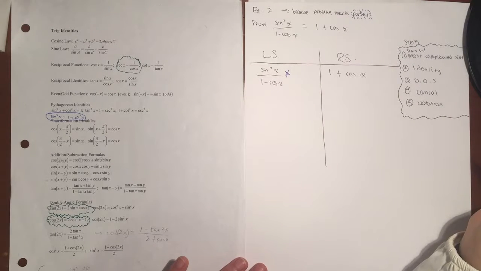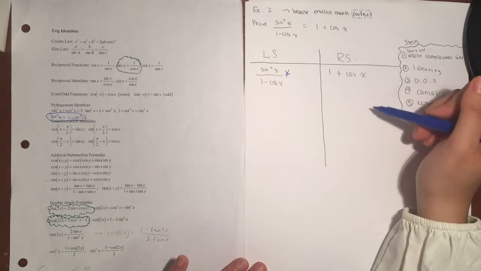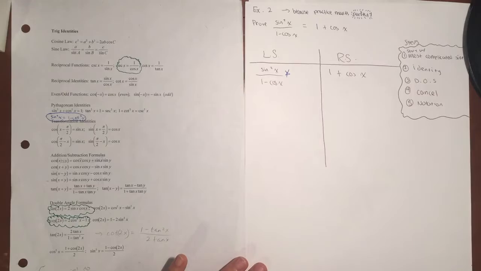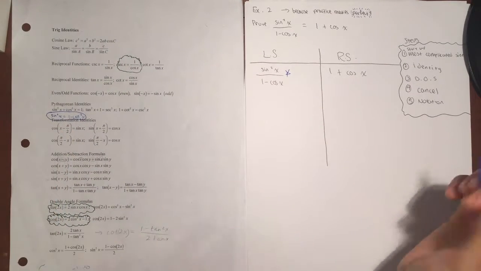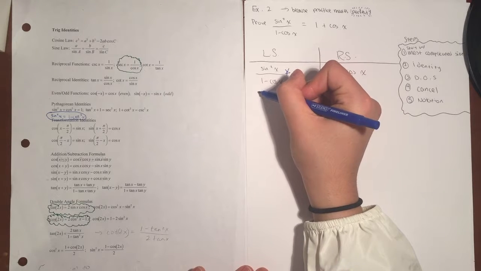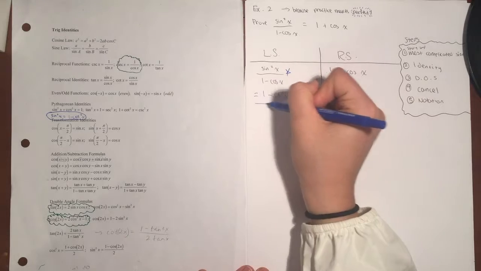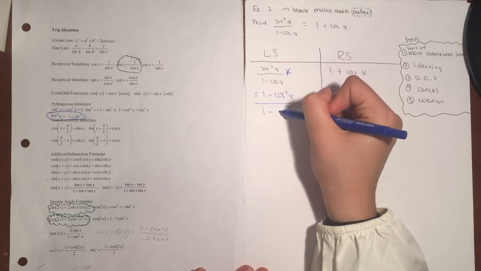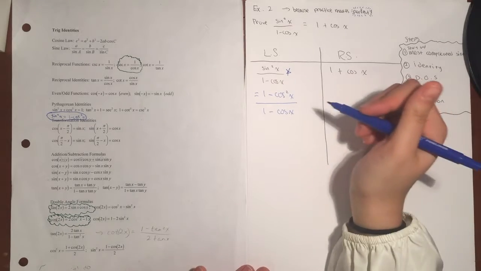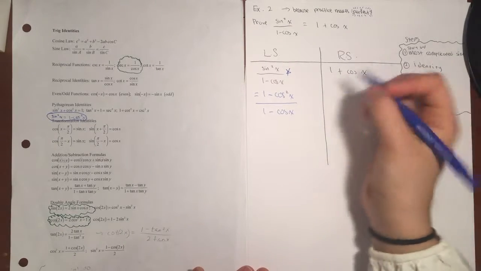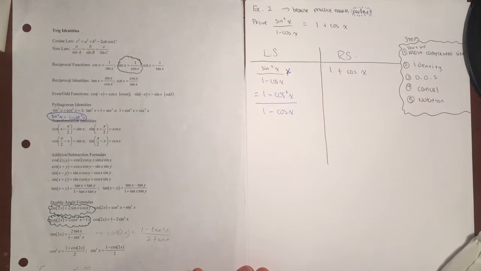So right away, looking ahead, I see that I have a 1 plus cos x on this side, and I have a 1 minus cos x, so I can get rid of the sine squared x. So I'm going to look at my Pythagorean identity, and I'm going to change sine squared x into 1 minus cos squared x over 1 minus cos x, right? And right away, I can kind of see where we're going. I want to be able to cancel something out, so I'm left with a 1 plus cos x.